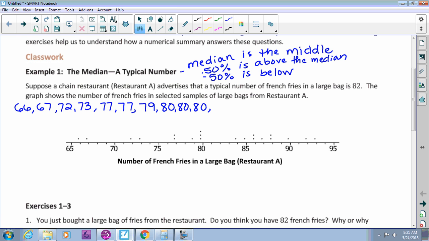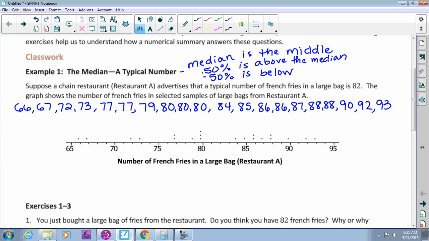And then there's an 84, an 85, two 86s, an 87, two 88s, 90, a 92, and a 93.